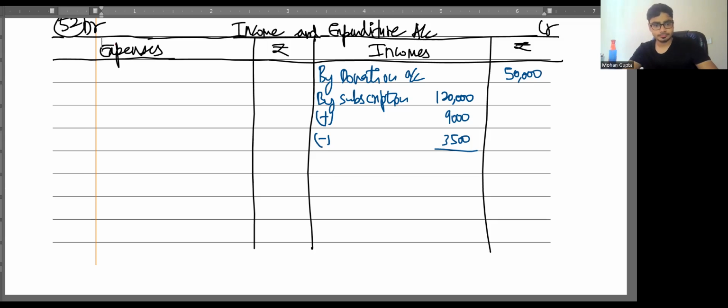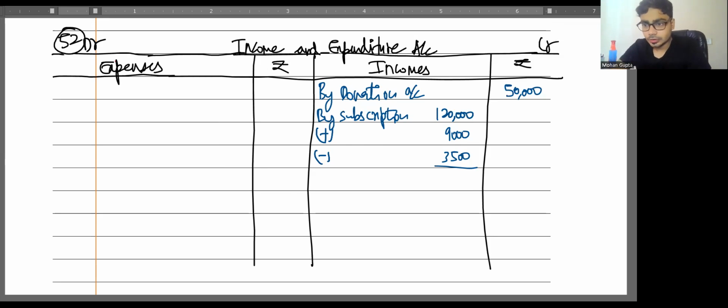And then we have entrance fees of 10,000. Next. By entrance fees 10,000. And then we have interest on investments, which is 1,000. So by entrance fees and by interest on investment.